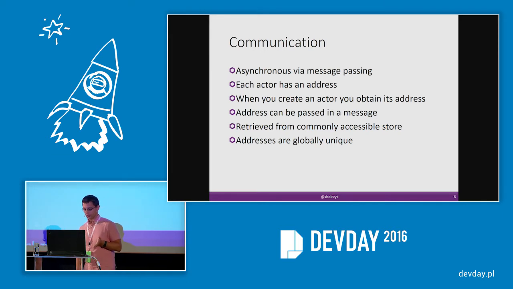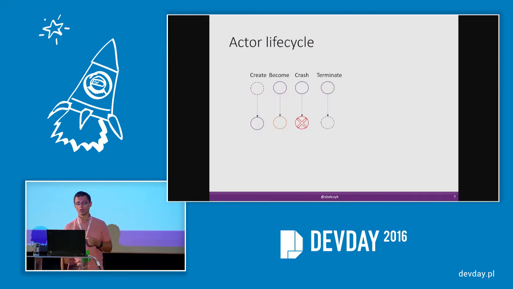Now, so you have your system. There's a number of actors in there that communicate. So let's see what's the life cycle of a single actor. Obviously, if you want to use an actor and send a message to it, you or someone else have to first create this actor.